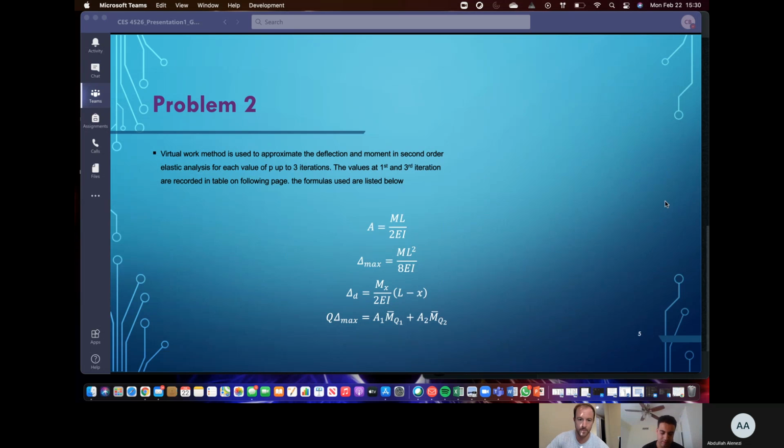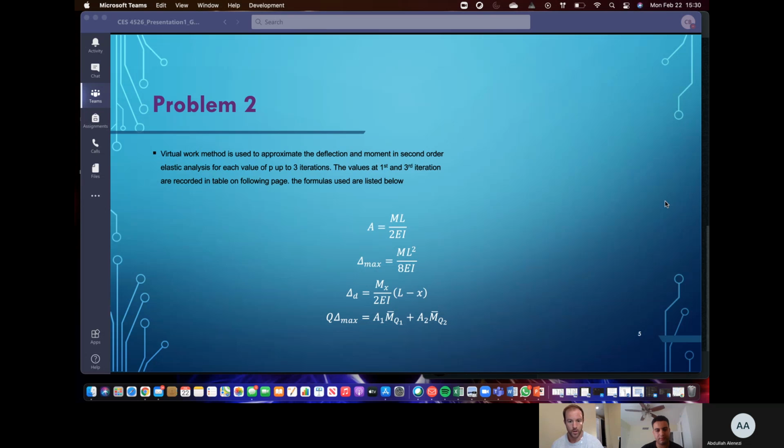Good afternoon, Dr. Austin. So for part 2 of our problem, we had to employ the virtual work method to do a second order elastic analysis to find 3 iterations of the maximum deflection and the maximum moment of the beam.